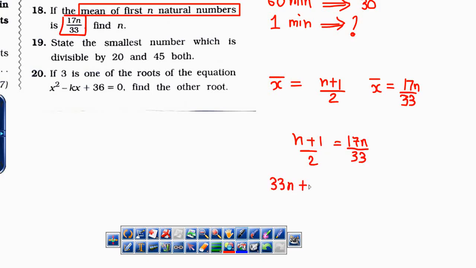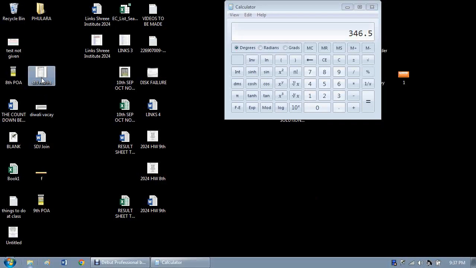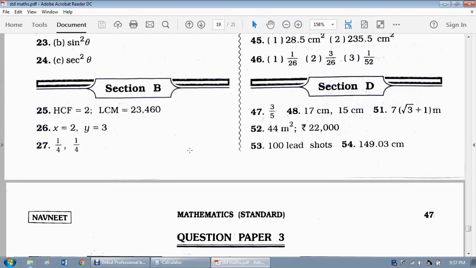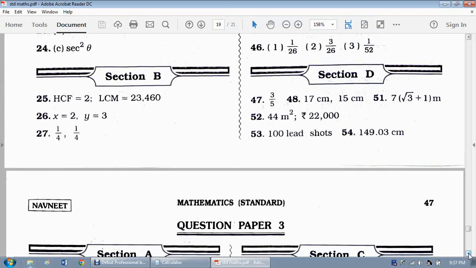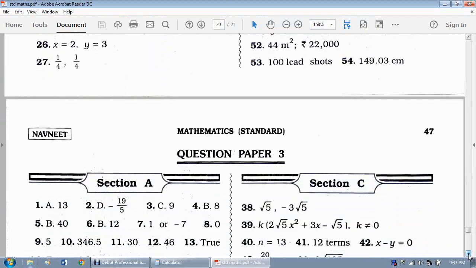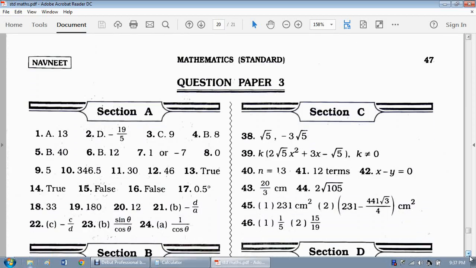33 into (n plus 1) is 33n + 33 and 2 17s are 34. 33n यहाँ माइनस हो गया. n is 33. Let's check the answer of the 18th objective. Yes, answer is 33.